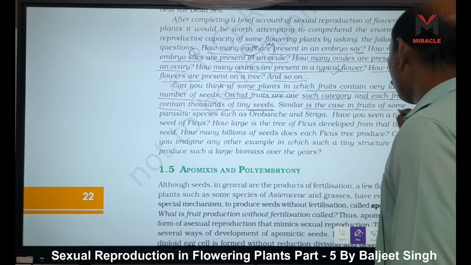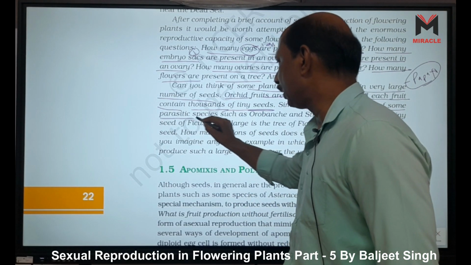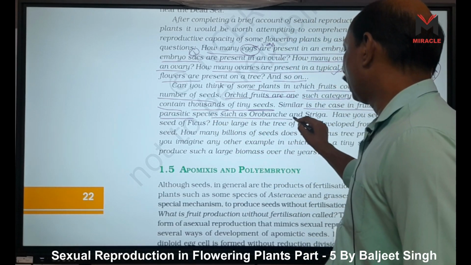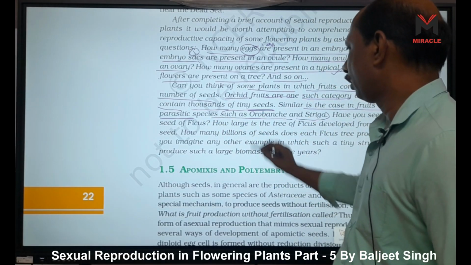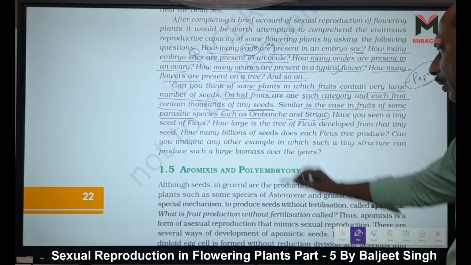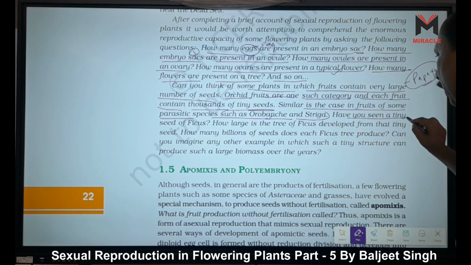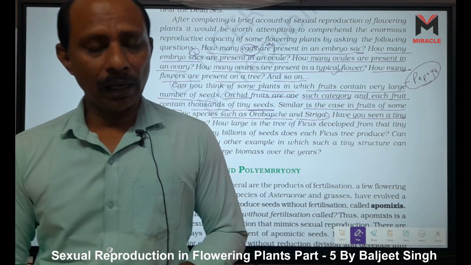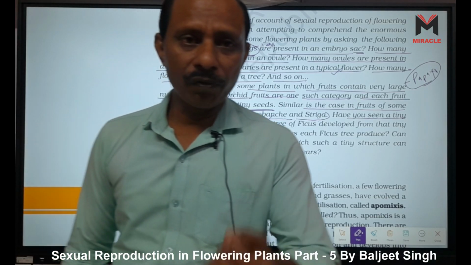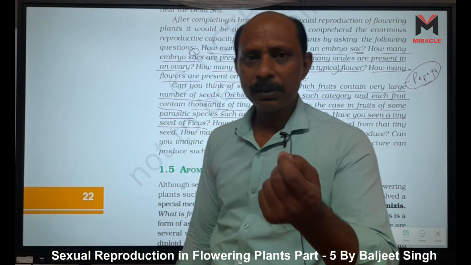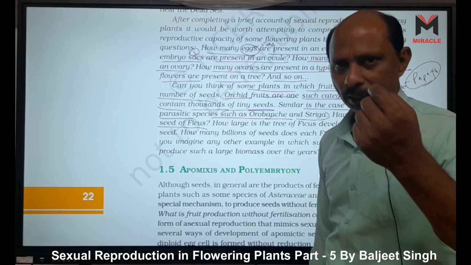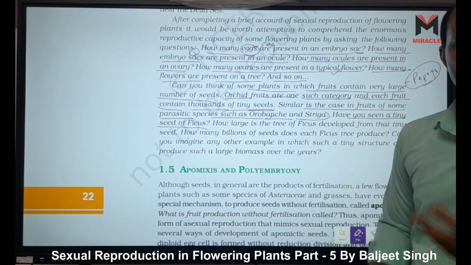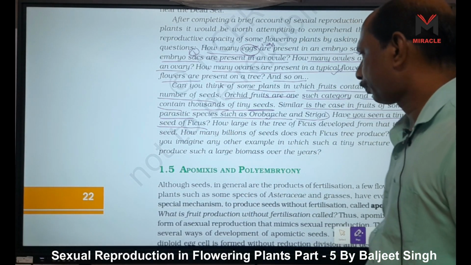Similar in the case of fruits of some parasitic species such as orobranch and striga, right? So many fruits are there, orobranch and striga. Have you seen a teeny seed of ficus? Ficus is a very large tree, right? Banyan, Ficus bengalensis means banyan tree, but their seeds are very small. Very small seeds means thousands of seeds are produced. Large seed means less number of seeds are produced.